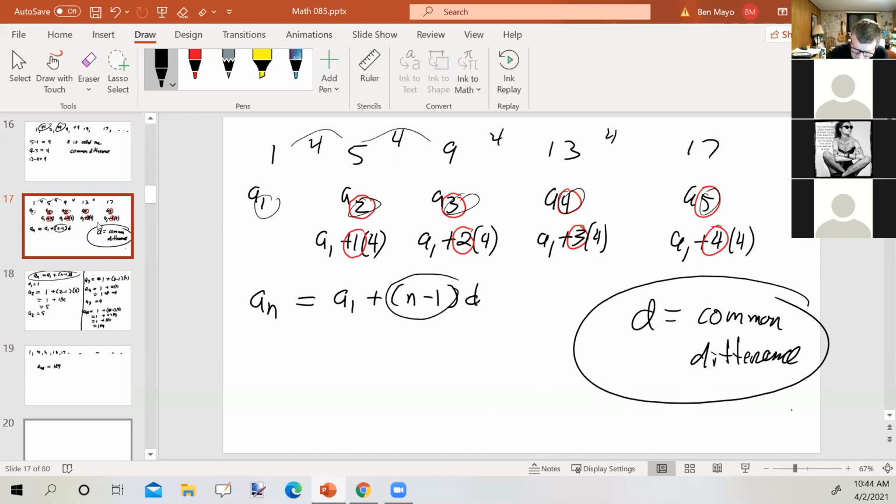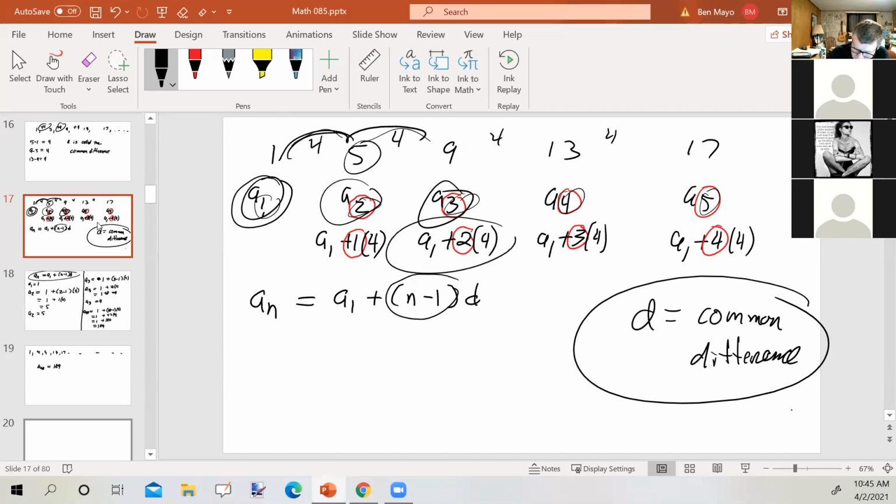Okay, so let's go back here. A sub 1, we said, was 1. A sub 2 is 5, but it's also equal to a sub 1 plus 1 times 4, right? This plus 4 gives us that. A sub 3 is equal to a sub 1 plus 2 times 4. A sub 4 is equal to a sub 1 plus 1, 2, 3 times 4.